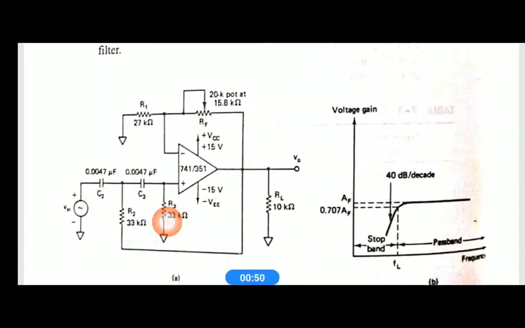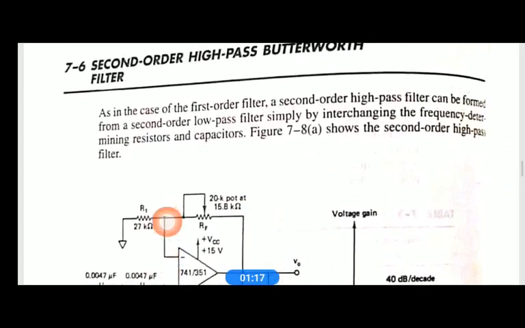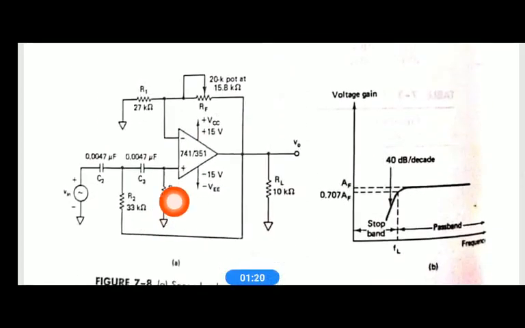It is a similar fashion to the first order low pass filter and high pass filter. In the first order low pass and high pass filter, only the R and C are interchanged. So here also, the same circuit which we are utilizing for the second order low pass filter, we utilize for this second order high pass filter. Only thing is, we need to interchange the RC network here.